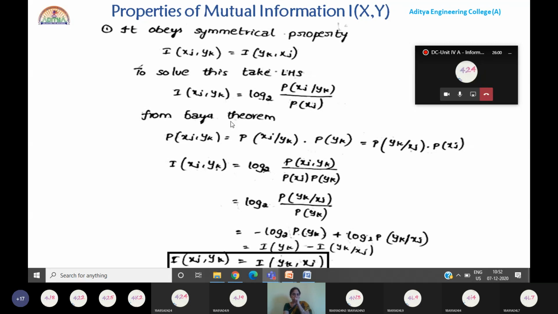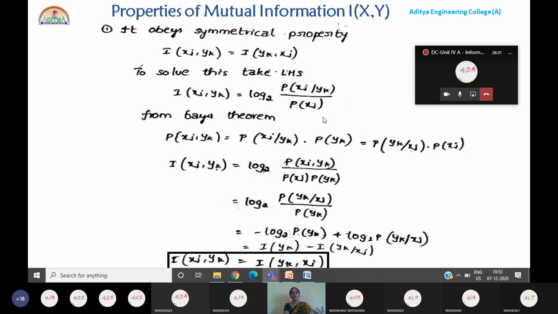Now, in the numerator you have p of xj by yk. Our intention is that instead of p of xj by yk, you should get p of yk by xj divided by p of yk. The RHS is I of yk comma xj, and the equation for that is log p of yk by xj divided by p of yk. That is the expression for I of yk comma xj.